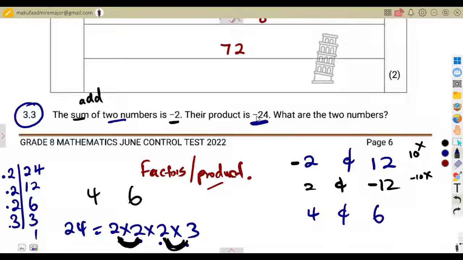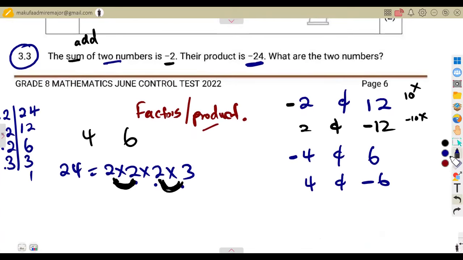But as we need minus 24, to get minus, one of these two numbers must be negative. So I can have minus 4 or I can have 4 and minus 6. Okay, these two numbers, if I multiply these two numbers, I'm going to get minus 24. That is the product. But they are saying the sum must be minus 2.